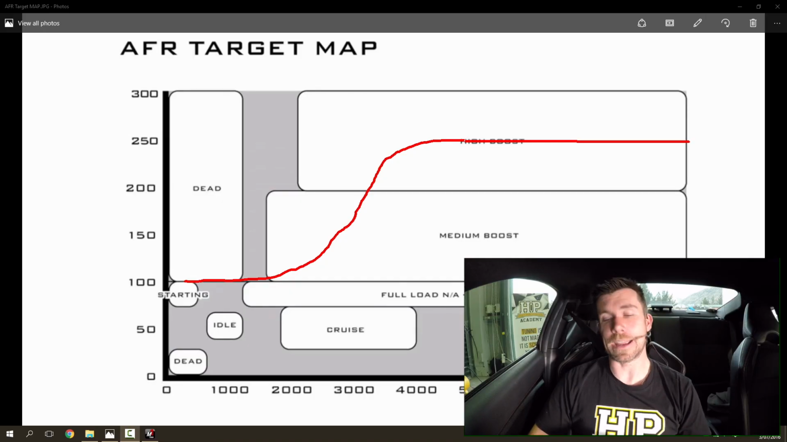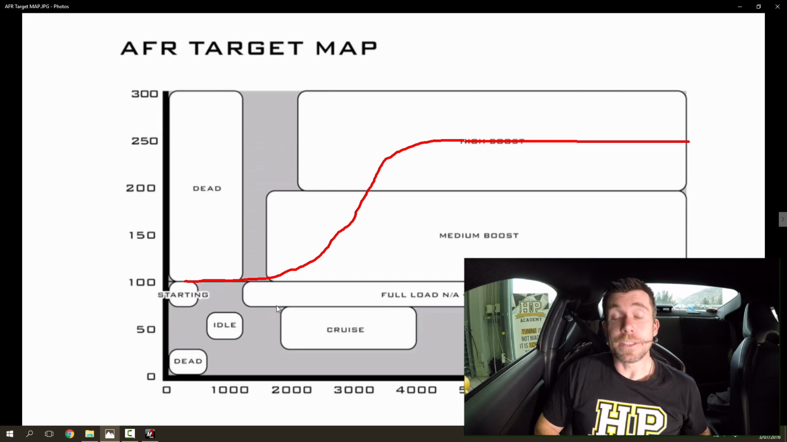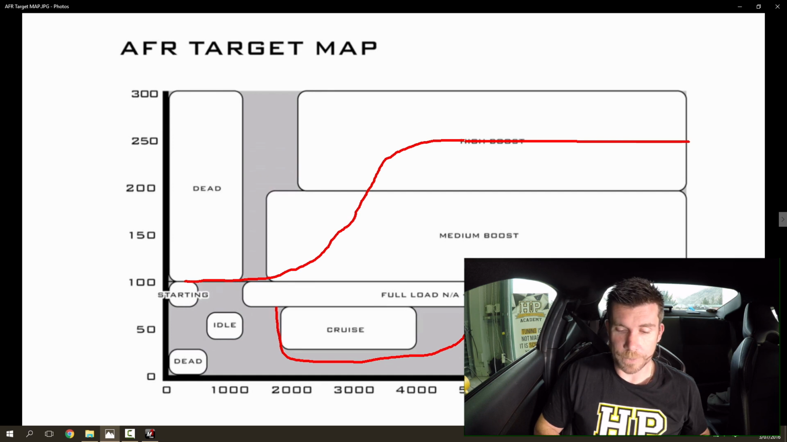Let's have a look at our AFR target map, and I've drawn in here a red line representing the likely sort of boost curve we'd expect to see relative to engine RPM. Now in this sort of engine we're likely to still be using the vacuum area for our cruise operation, and we're also going to move up into positive boost pressure as we've already seen during normal cruise operation.